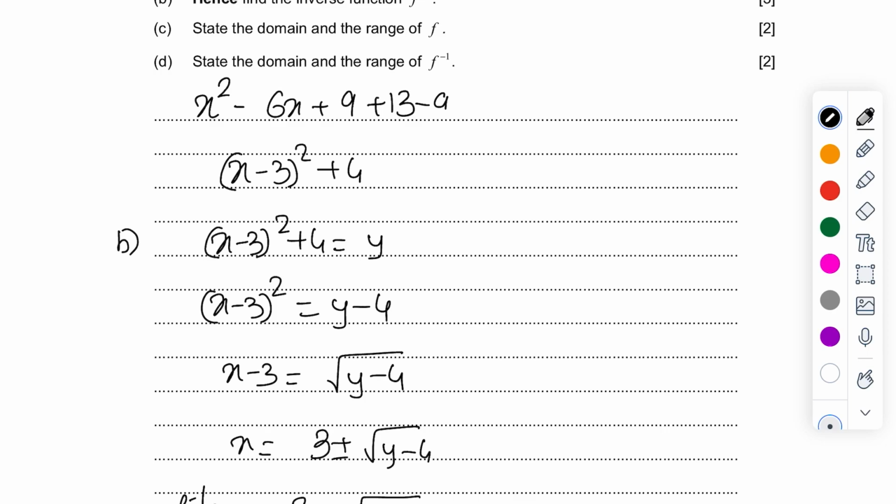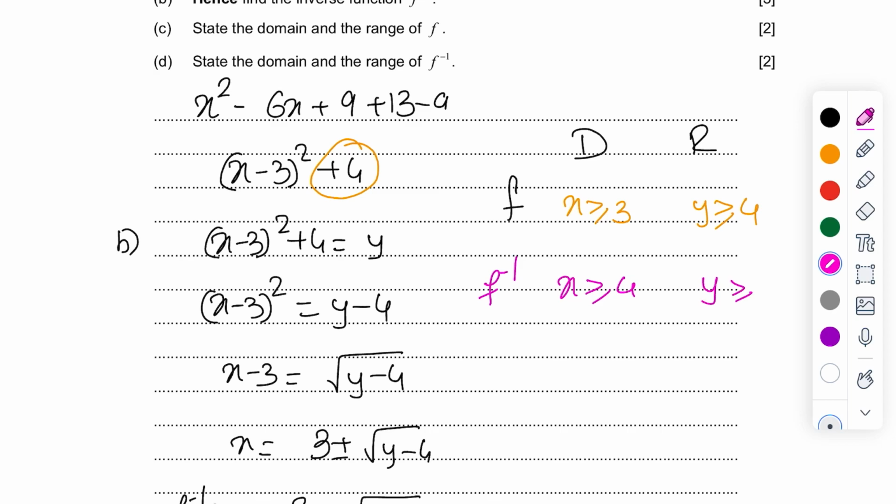Domain and range for f. What was the domain of f? Domain of f was x greater than or equal to 3, and range is y greater than or equal to 4, because 4 plus something will be greater than or equal to 4. So for f inverse, it will swap. x is greater than or equal to 4 and y is greater than or equal to 3. This is for f inverse. They get swapped.